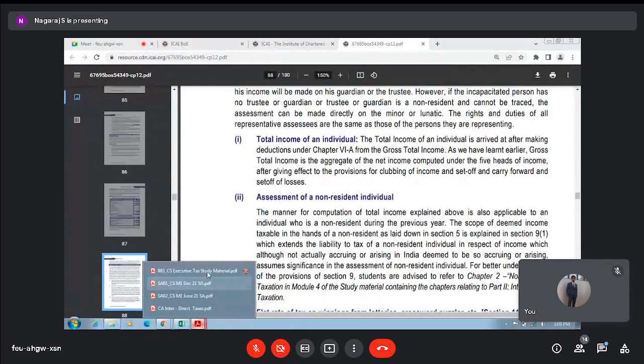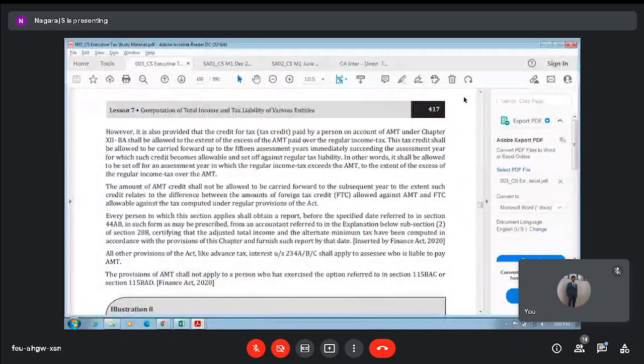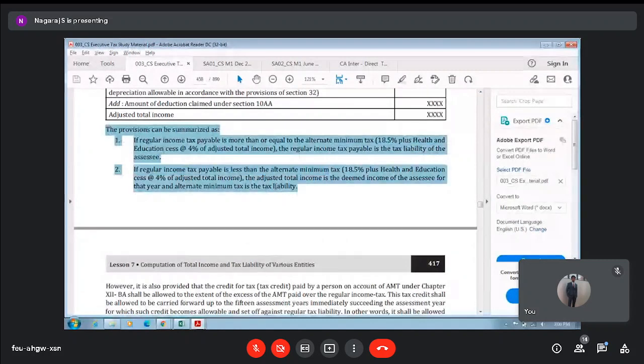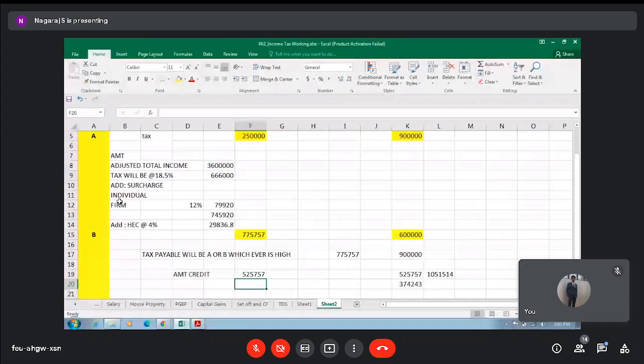If you see, from this, when you read, I think I made a mistake in calculating this one. Surcharge is not applicable. Only HEC will be applicable. No surcharge on this one, AMT. Okay, whatever the tax you pay, 18.5%, on that 4% you apply HEC.